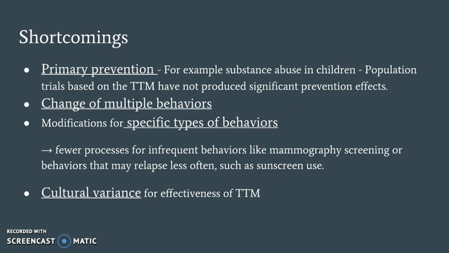In terms of shortcomings, the Transtheoretical Model has not been shown to be effective in cases of primary intervention, like for substance abuse in children. It also presents certain complications when trying to change multiple behaviors. Additionally, modifications need to be made for specific types of behaviors, like those that are more infrequent, like mammography screening, or behaviors that may relapse less often, like sunscreen use. Finally, cultural variance will determine the effectiveness of the Transtheoretical Model. In other words, some cultures it may be effective, and others it may not work the same way.